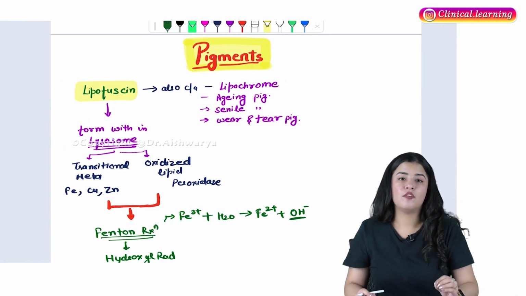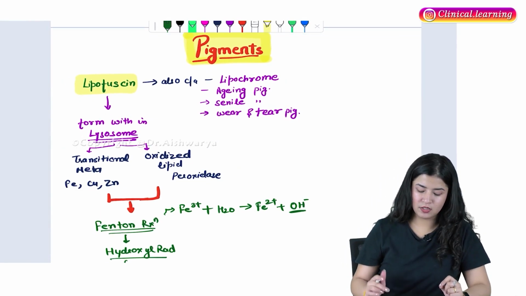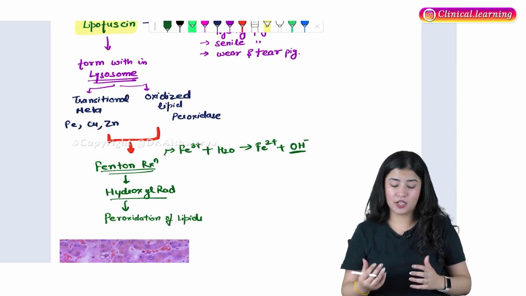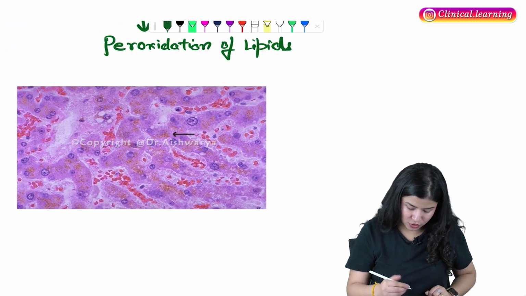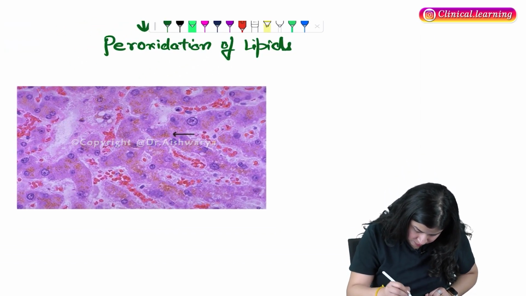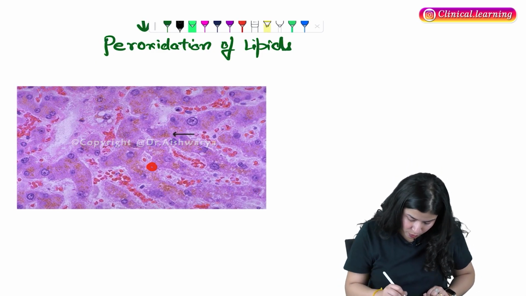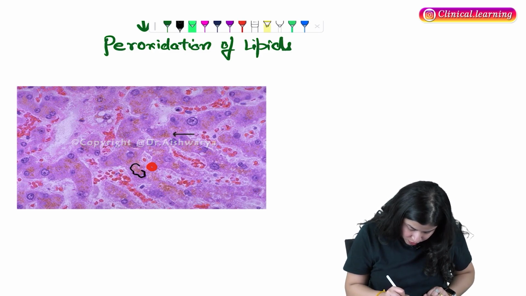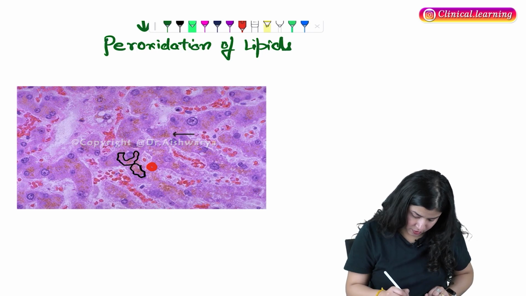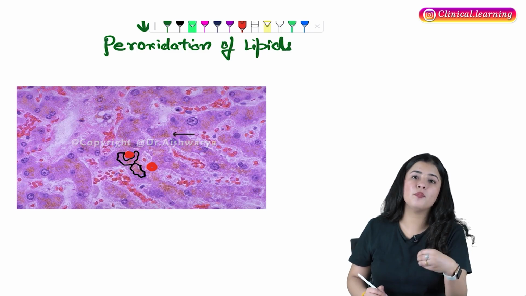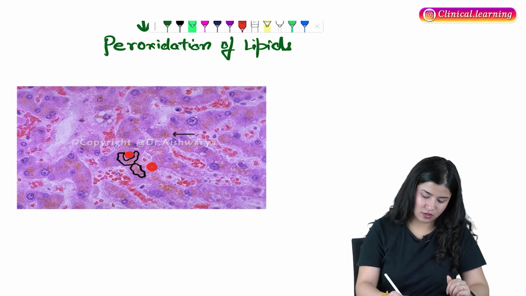The other thing you have to remember about this pigment is that it is generally perinuclear. What does perinuclear mean? As you can see in this image, this is the nucleus. Around this nucleus, can you appreciate this color? The golden brown color around the nucleus. This is the nucleus, around this the pigment is present. So that's why we call lipofuscin a perinuclear pigment.